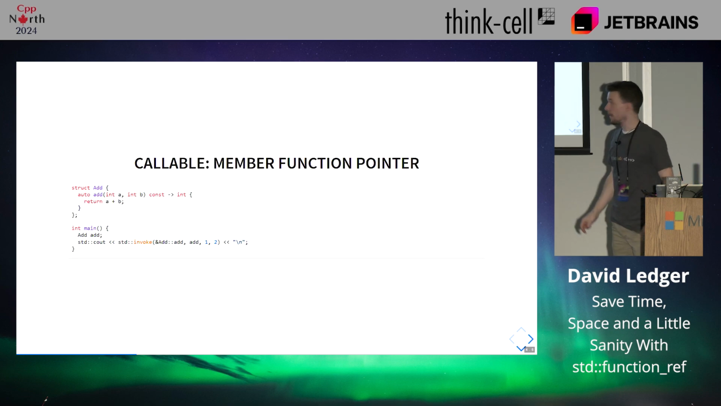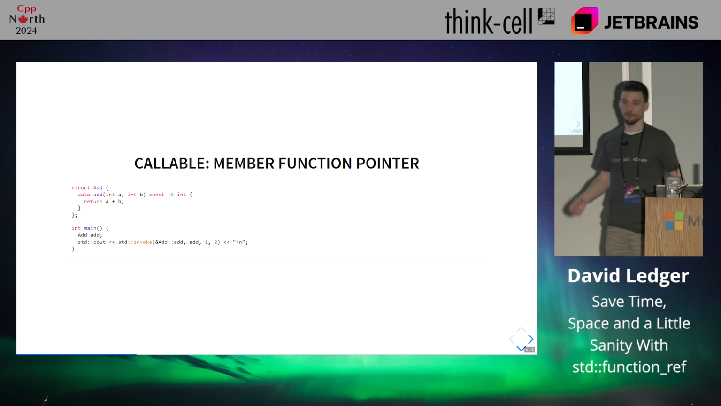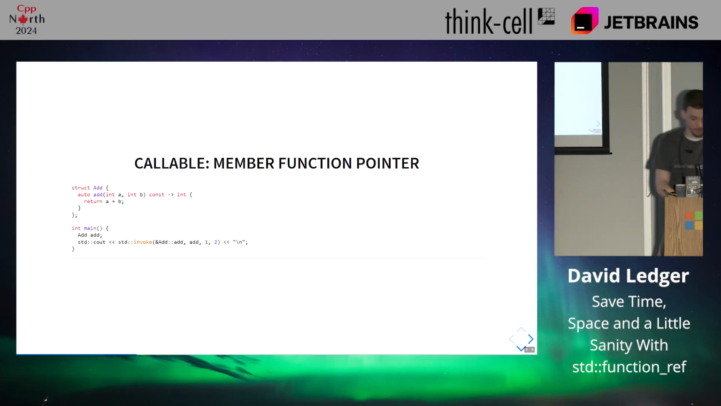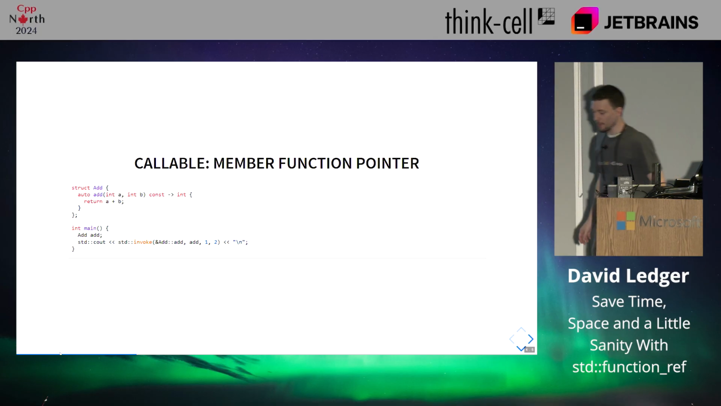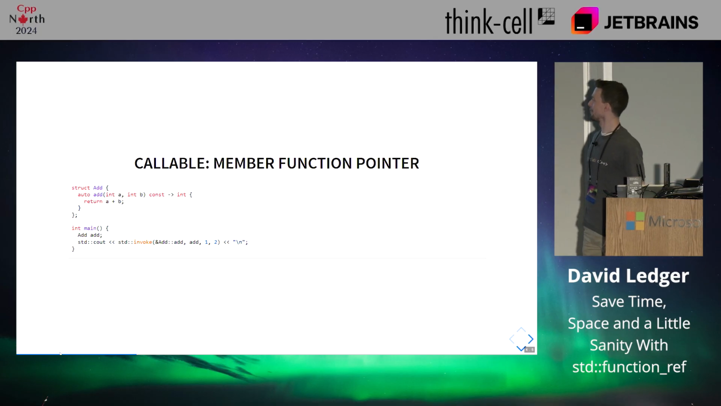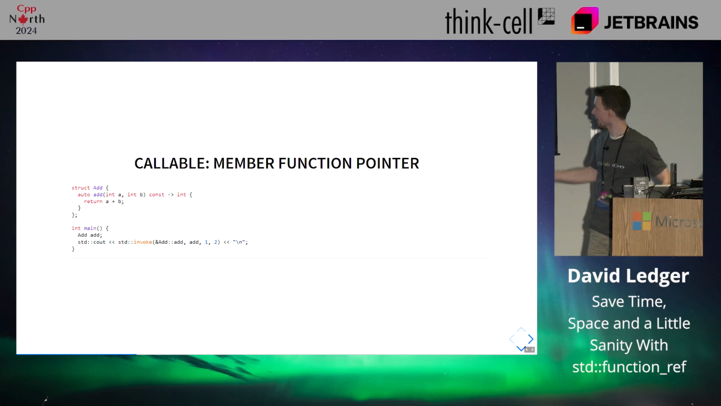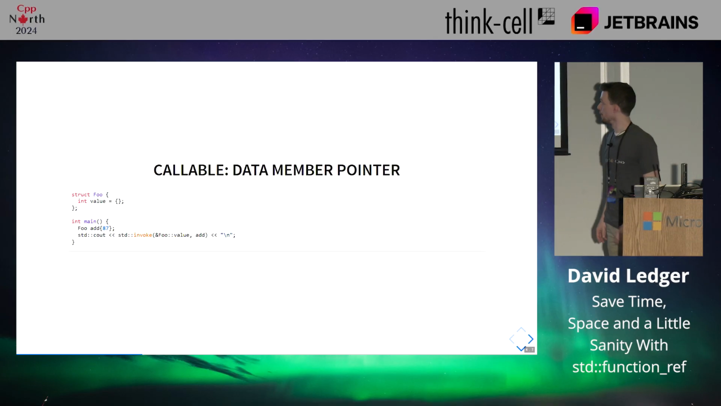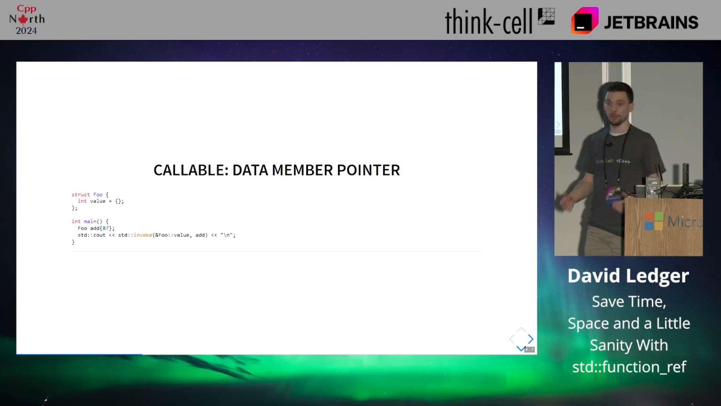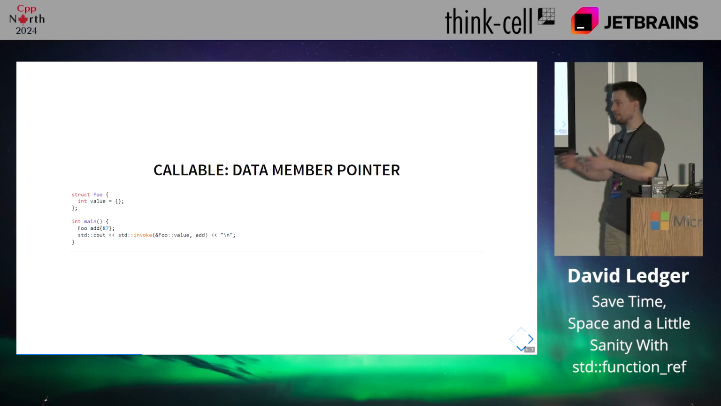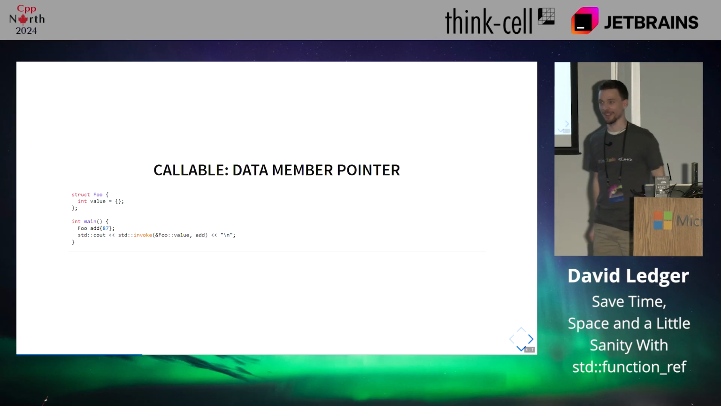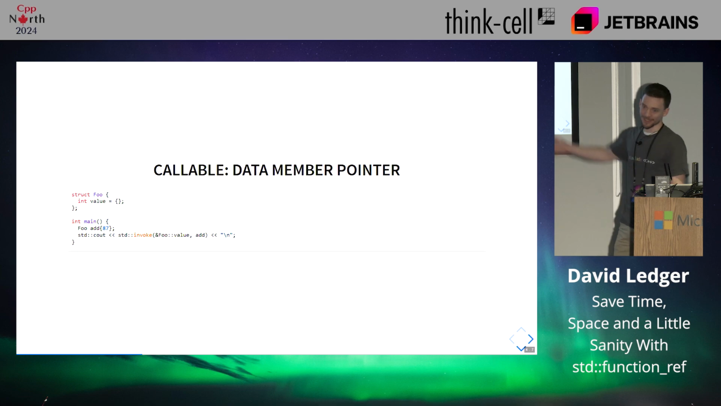Member function pointers are also callable. You can use this with standard invoke, notably that you have to pass this additional object parameter in. I should use my mouse for that, actually. You can add that object parameter, so they are callable as well. Data member pointers are probably a more surprising case. These are also callables. You can use this with standard invoke, and haven't we all forgotten the syntax about how to access a data member pointer or a member function pointer? Probably several times. Well, shortcut, we can use invoke for that.